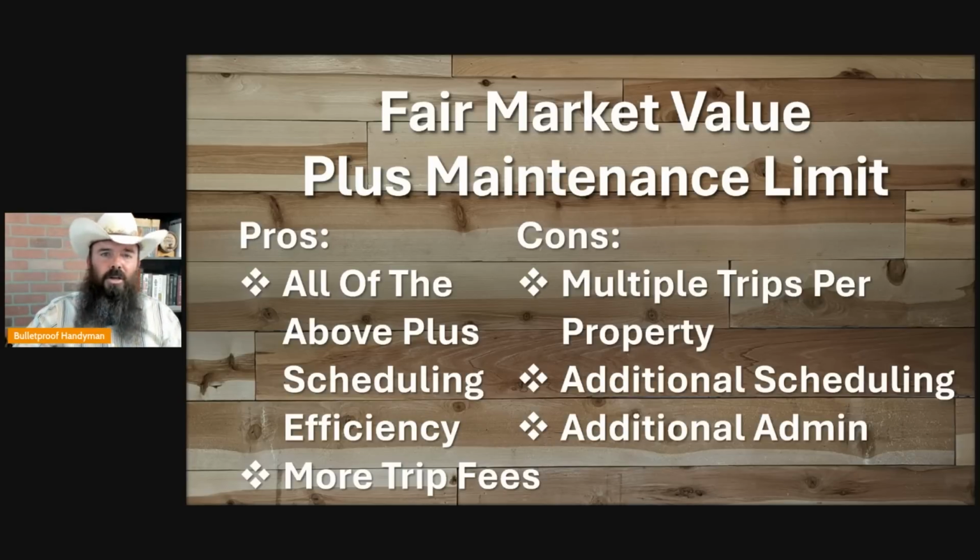I'm going to charge $327. And then I'm going to send an estimate for the rest or request a new work order with a new $350 maintenance limit for the rest. The pros of this is really great for scheduling efficiency, and here's why.